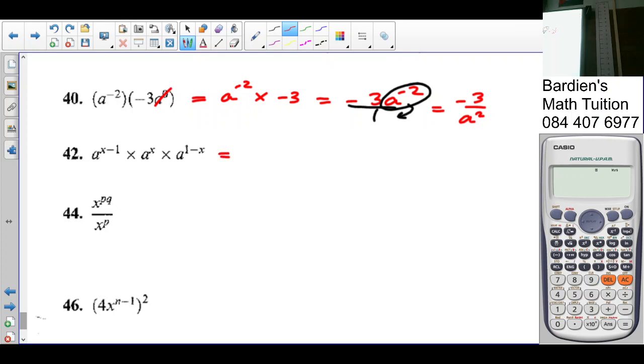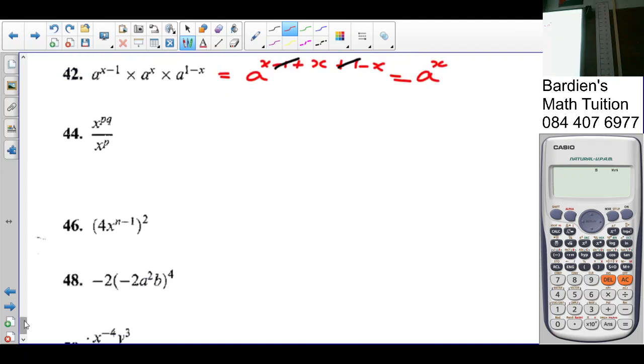The next one, when you're multiplying and bases are the same, what do you do? Add the exponents. So it's going to be a to the x minus 1 plus, as you can see, all the bases are a's here, x minus 1 plus x plus 1 minus x. So what do we look for now? Minus 1 plus 1 cancel. What is x plus x? 2x minus x? This is a to the x. Okay. Any confusion here? No.